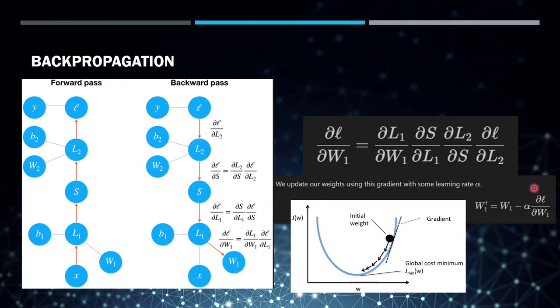Similarly, you can update weights W1, and you can update biases. You can update the other weights W2 and biases B2. So this was our backpropagation algorithm.